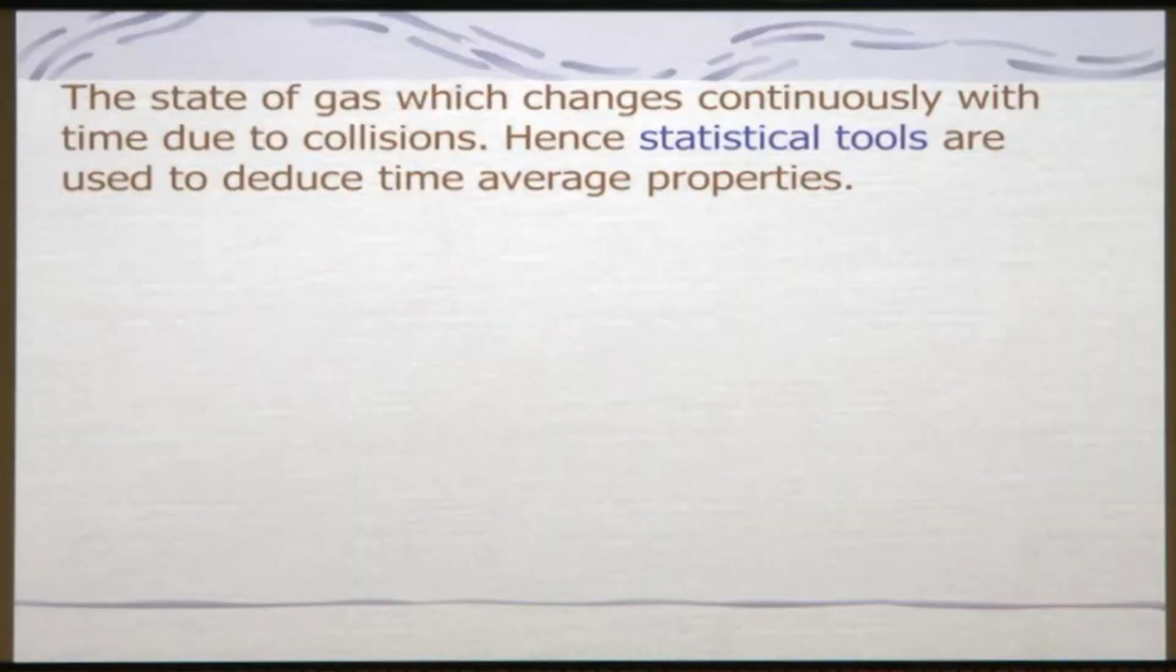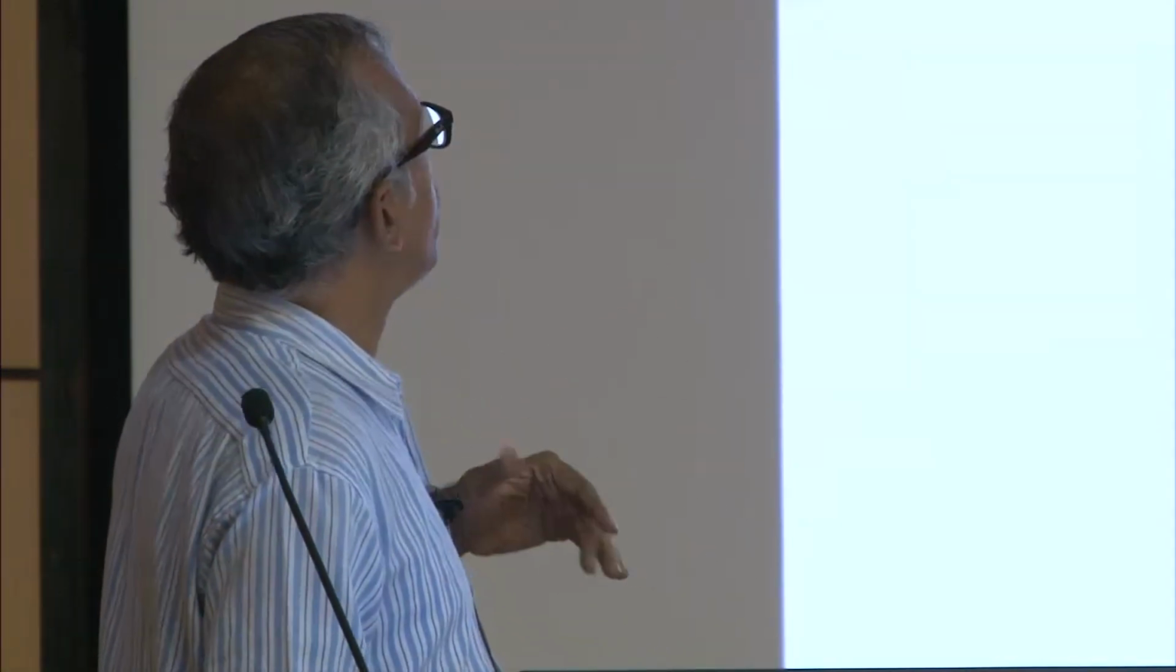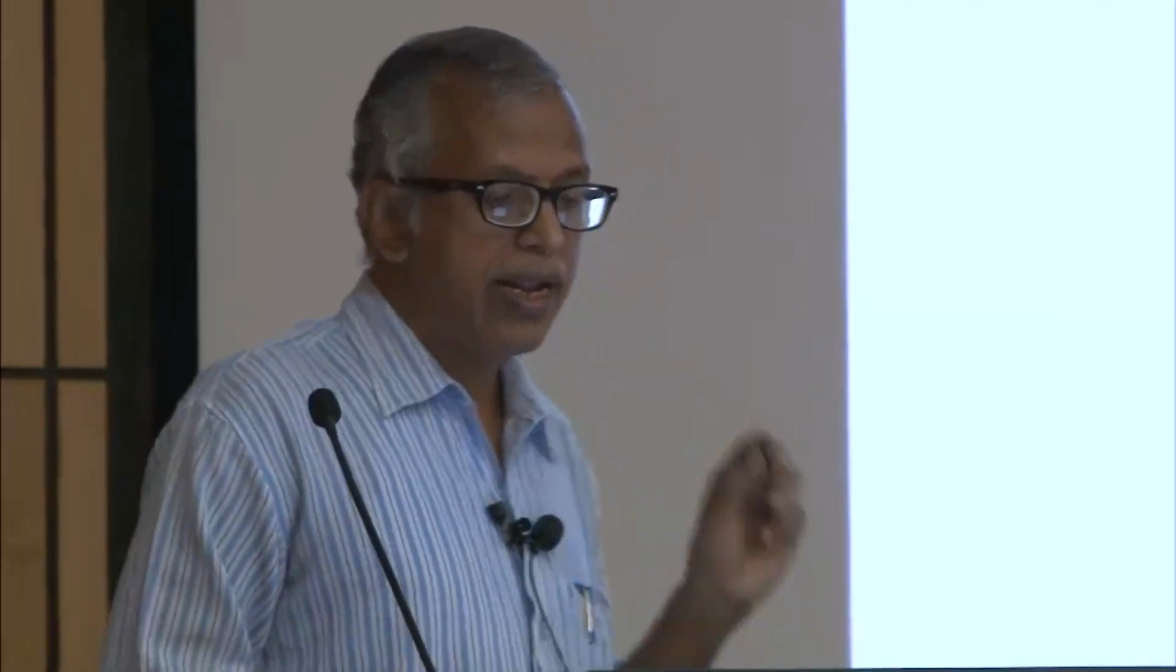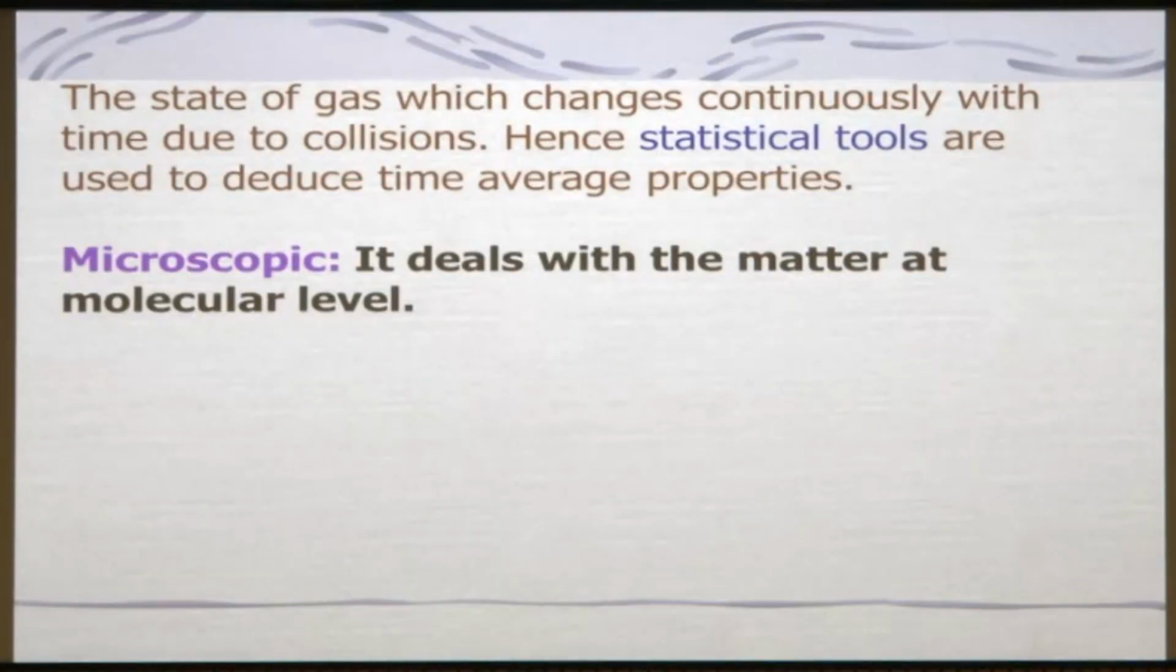This is known as the microscopic approach. As I told you, the state of a gas changes continuously, because with time each molecule will be interacting with other molecules, and then we use tools known as statistical tools to deduce these average properties, which we are more interested in. So statistics comes into the picture, and this thermodynamics is known as statistical thermodynamics, and microscopic means it deals with matter at a molecular level.